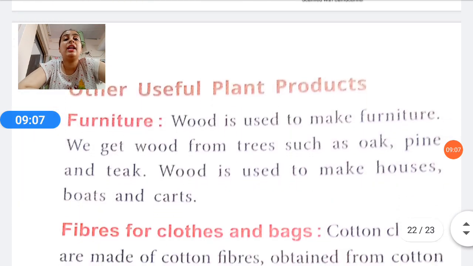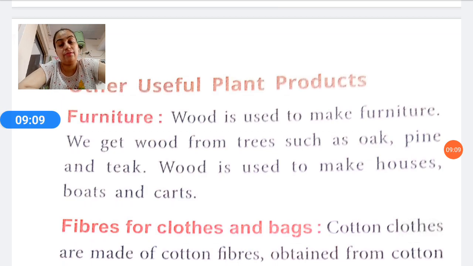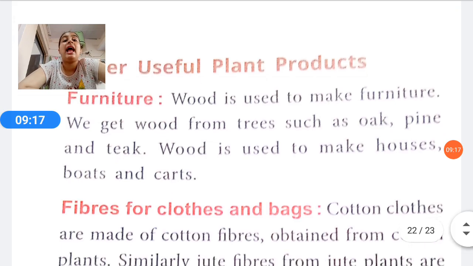Now what are the other useful products? That is furniture. Wood. Where does the wood come from? Wood comes from the plants. We get wood from trees such as oak, pine and teak. And what is the wood used for? We all know wood is used to make houses, boats and carts.